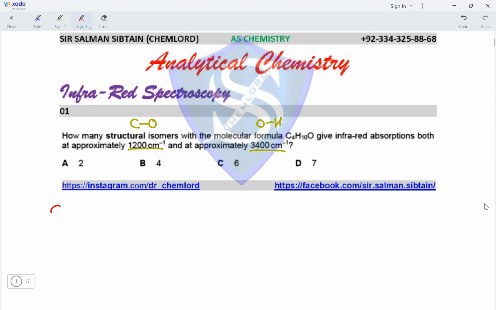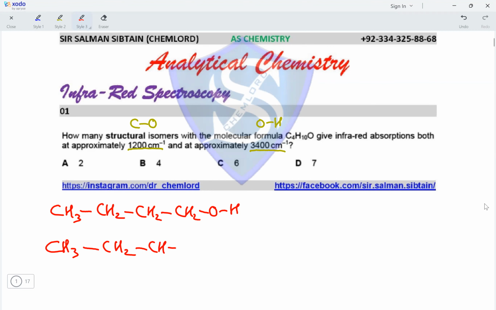So we can begin with a straight chain alcohol having 4 carbon atoms, which would be CH3, CH2, CH2, CH2, and OH. This will be our first structure. We can change the position of the OH group from being on the first carbon atom to being on the second carbon atom, which would be CH3, CH2, CH, CH3, and OH being placed here. This will be our second structure.